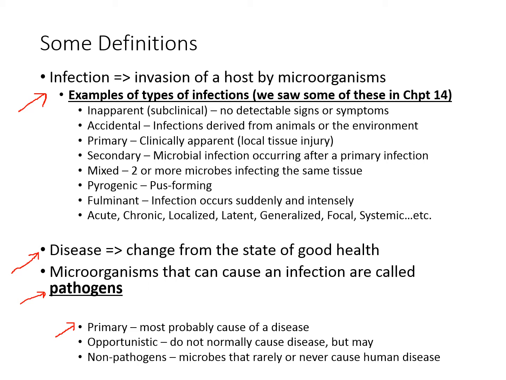Opportunistic pathogens are those microbes that cause disease only under specific conditions, such as when one has a weakened normal flora or is immunocompromised. The third group of microbes are the non-pathogens. These are microorganisms that rarely or never cause human disease, and truth be told, most microorganisms fall into this non-pathogen category.